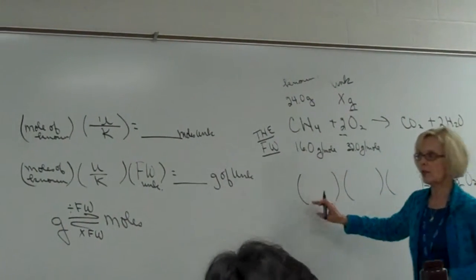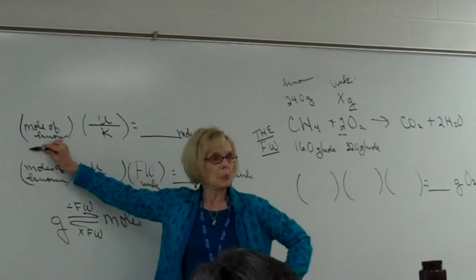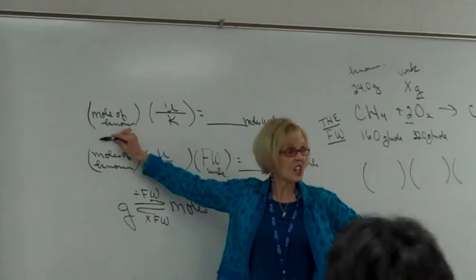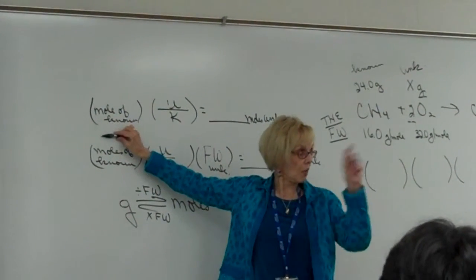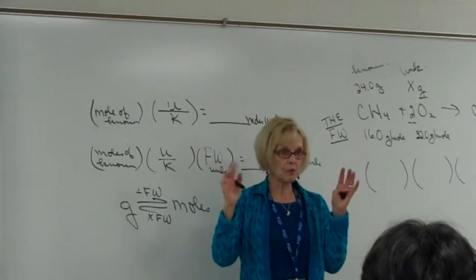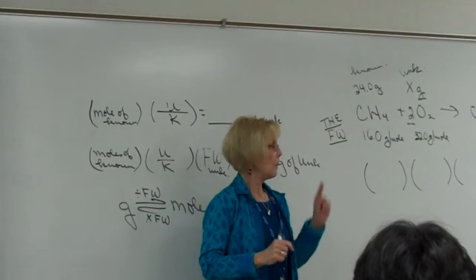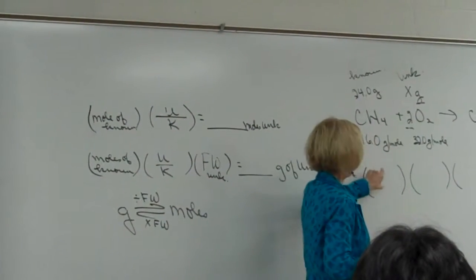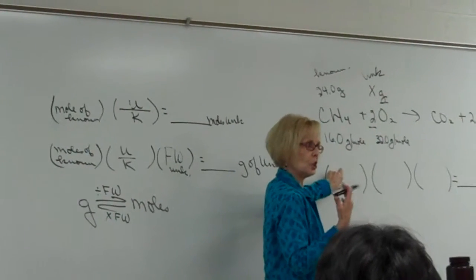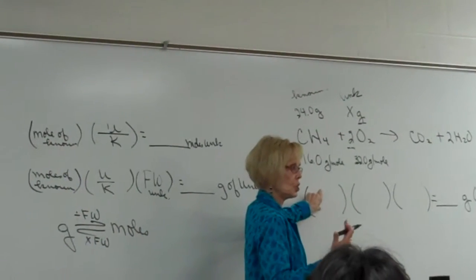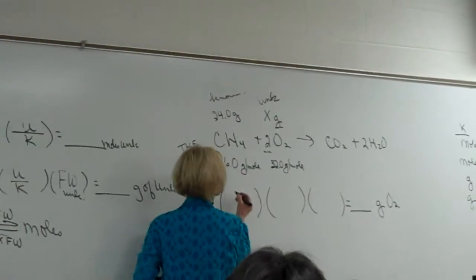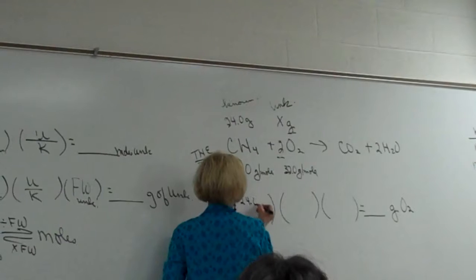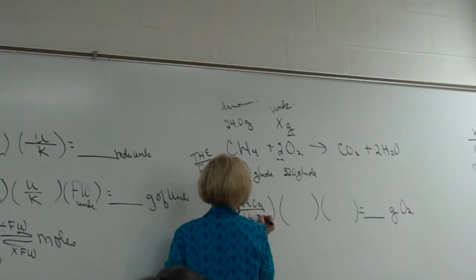Okay, now look at this. In previous problems, we were handed a gift. They just said, here are the moles, and we said, thank you very much, and slapped it in. But now they're giving us grams. So in this first set of parentheses, what are we going to do? Tanya, what would you do? 24.0 grams over 16.0 grams per mole. Very good.